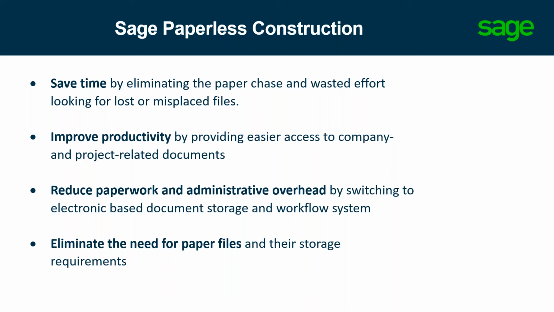Now we don't have any question as to where that AP invoice is, when it's out for approval. We know that it's probably sitting on Justin's desk. We can go bother him, and then we can get back to our day-to-day work. We will reduce the paperwork and administrative overhead by switching to an electronic-based document storage system. And we have reports from our customers that they were able to take back their filing room. They had entire rooms dedicated to filing cabinets for storing their different project-related documents. And since moving to Sage Paperless Construction, they were able to eliminate those storage requirements, enabling them to free up some space to use for better activities.